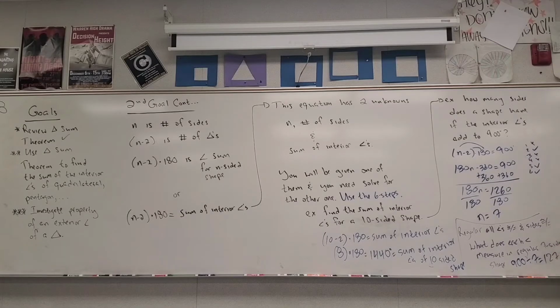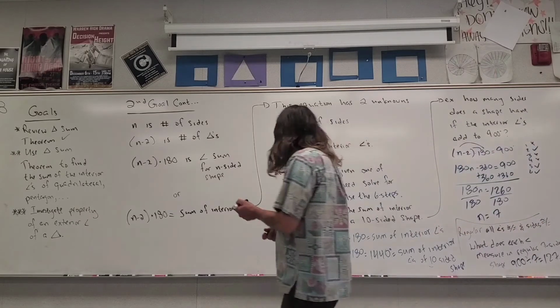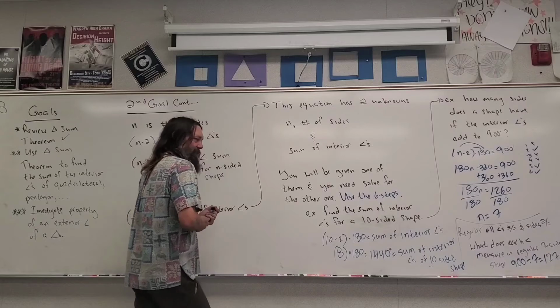So 56, 107.5, 35, 40. I think that's just going to repeat. So that's what each angle will measure in a 7-sided regular shape when we know that the 7 angles add to 900 degrees. All right.